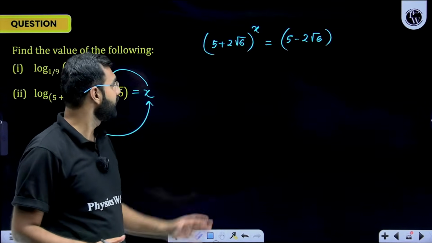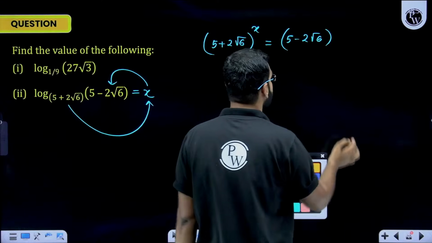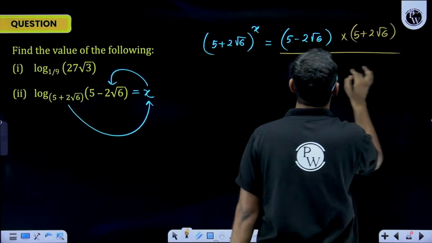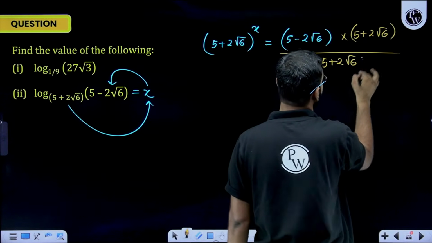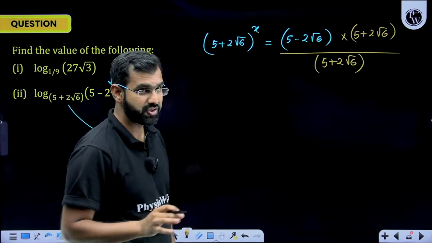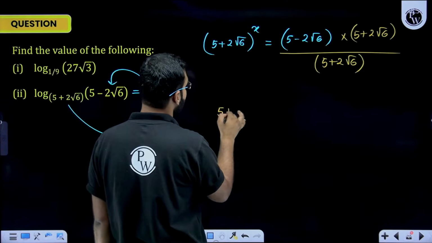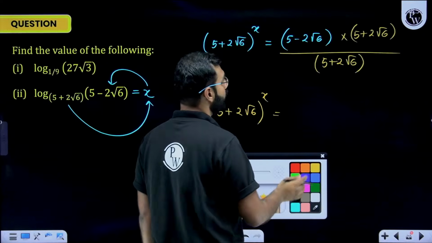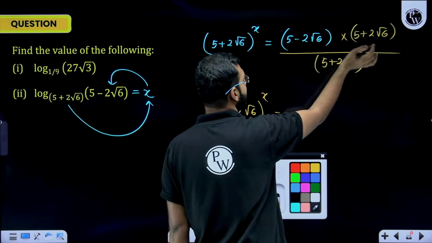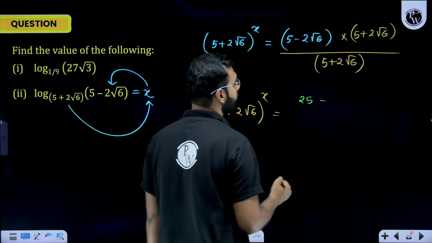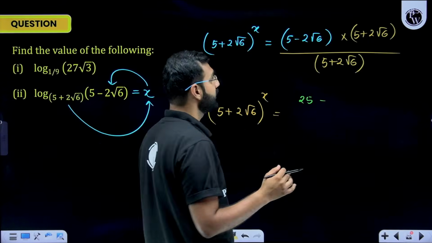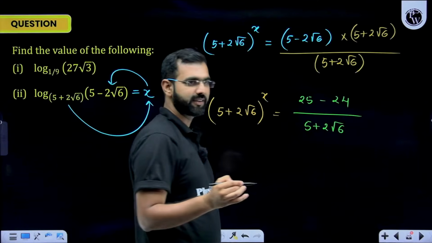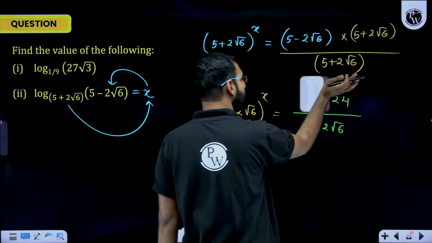So to compare them, I don't have much information. Can I first of all rationalize this part? If I multiply by 5 plus 2 root 6 in the numerator and 5 plus 2 root 6 in the denominator, will I get something decent out of this? I hope you are paying attention to this part. Here the LHS remains 5 plus 2 root 6 whole raised to the power x, which I'm not touching at all. But on the RHS, a plus b into a minus b is a square minus b square. So 5 square will be 25, and b square is 2 square into 6, that is 4 into 6, which is 24, divided by 5 plus 2 root 6. Everyone understanding this comfortably, all the participants? 25 minus 24 we all know is nothing but what?